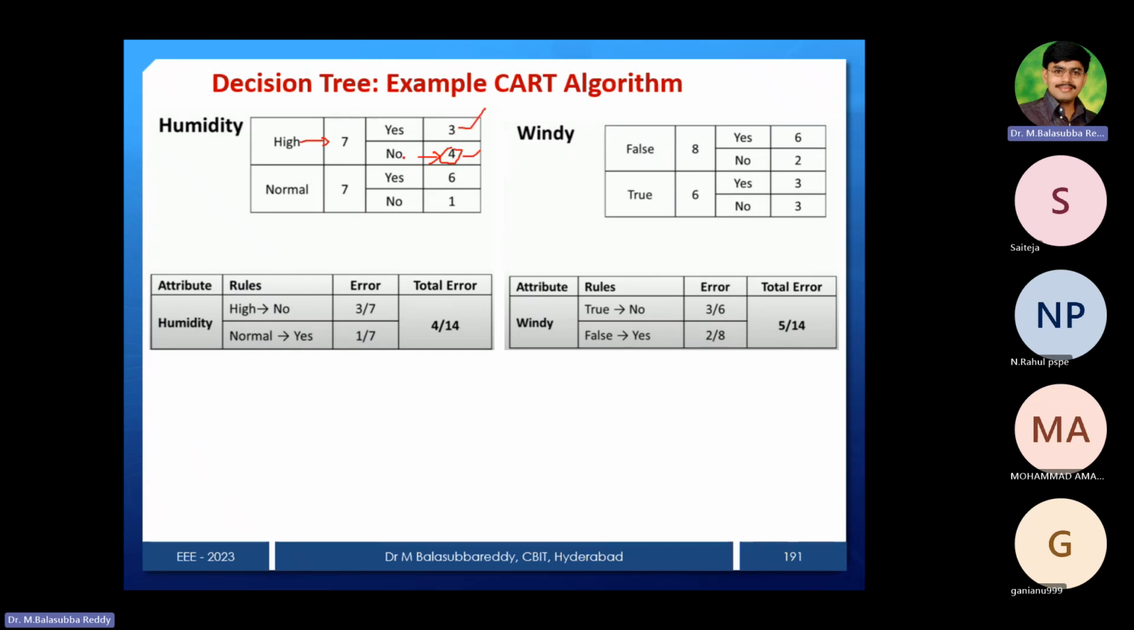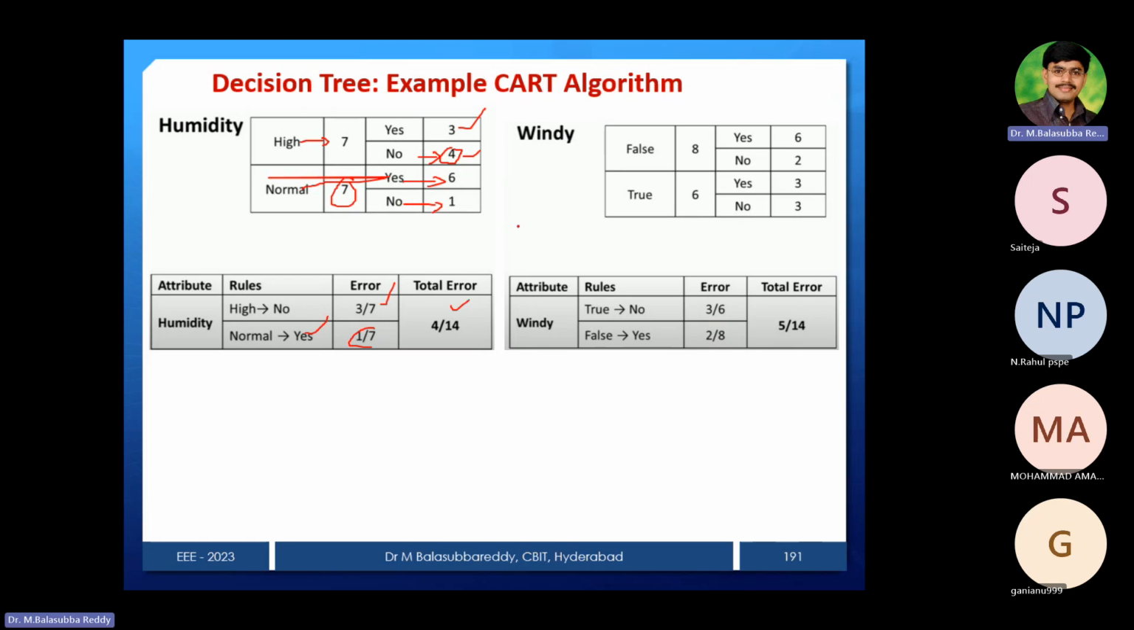No is 4, meaning classified 4 correctly and 3 incorrectly. If I take the rule as no, because high is no, then 4 are classified correctly and 3 incorrectly. Your error is 3 by 7, because incorrect divided by total is your error. Similarly, normal total is 7. In that, 6 will be classified correctly and 1 incorrectly. If I take normal is yes, that's why I take normal is yes. We get the error, meaning incorrect is 1 divided by 7. Now for humidity, we get 4 by 14.